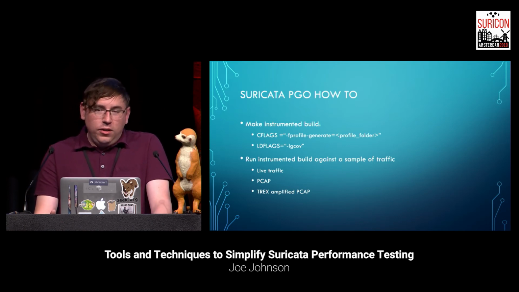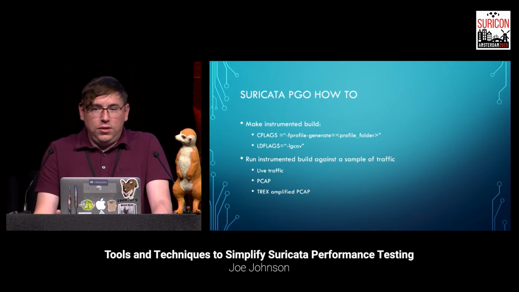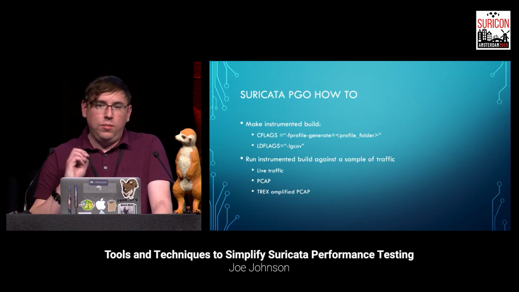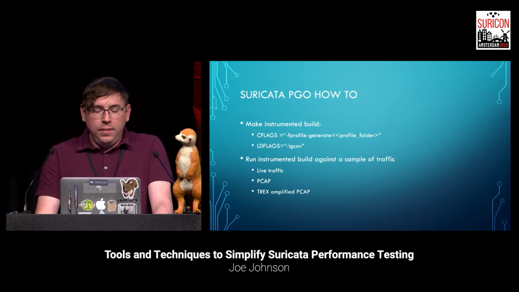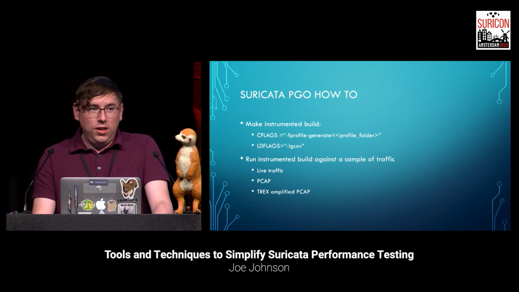And then you can play it back with a couple different kinds of traffic. You can use the live traffic from your environment. You can just feed it a PCAP, or you could take a PCAP, amplify it with TRex so you get a lot more load and a lot more activity in the flow manager, and use that. All of them will work reasonably well. The one thing with live traffic is this is about a 20 to 25% performance overhead once you turn this on. So if you want to run it on a production system, don't do it unless you've got a good bit of headroom on that system.